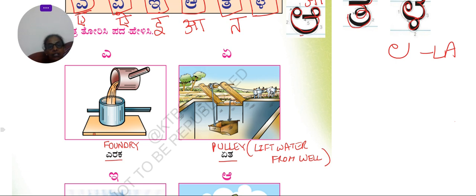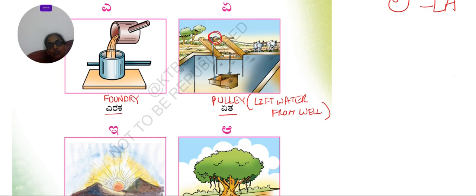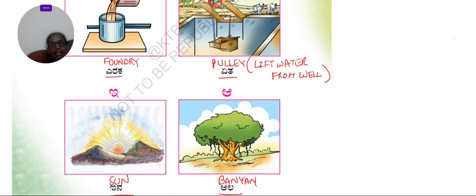Then Eta. This is Eta, the longer A. Eta is a pulley. If you have seen a well, to draw water out of the well, there will be a small mechanism where you have a rope outside and a rope tied to a bucket inside. You pull the rope, so the bucket will either go in or come out of the well. This is the pulley, used to dip the bucket down into the well and get the water up. It's used for lifting water from the well. That is called eta.